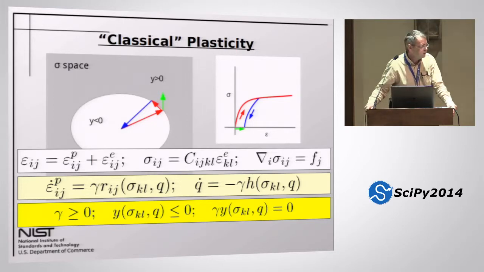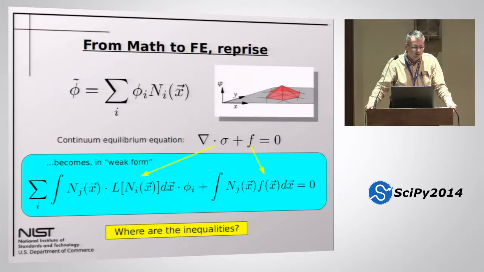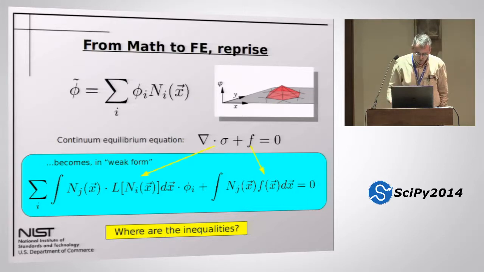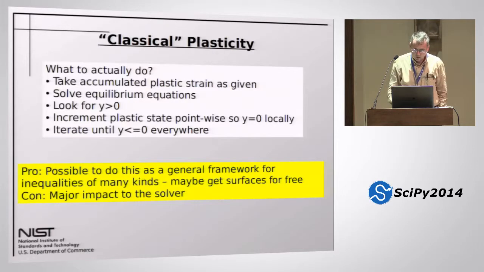So the idea is this is in stark contrast, starker than we appreciated, in fact, to the Ramberg-Osgood thing, which looks complicated, but actually turned out to be very simple. So here is the math to FE reprise, which does not have the inequalities in it. So the question is, if you want to implement this, where do the inequalities go and what do you do? And the answer is, they're at a slightly higher level.